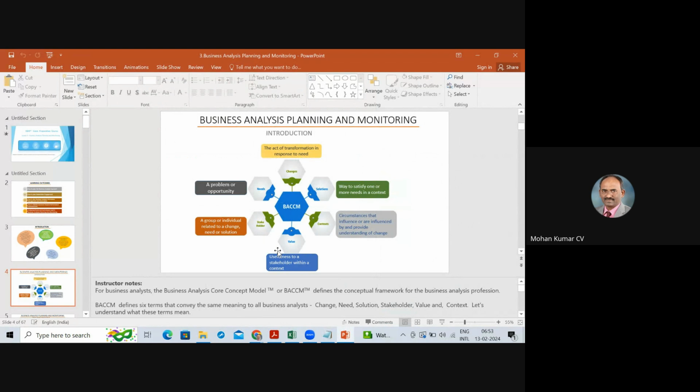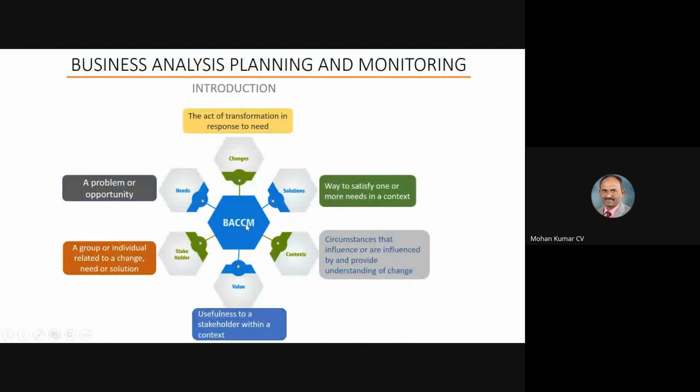Business analysis core concept model is what we have. This is what we have seen, no? Business analysis core concept model, BACCM.